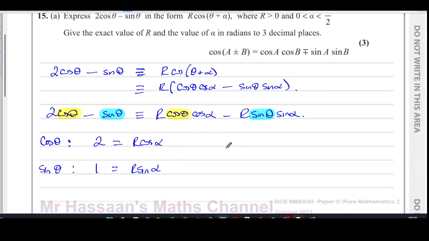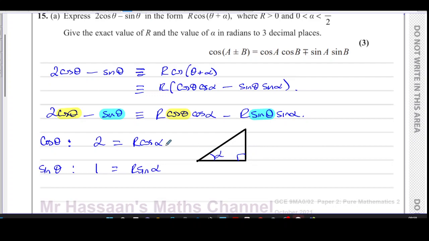Now with these 2 equations, I can find the value of r and alpha quite easily. There are 2 different ways to do it. I'll show you both ways because some people prefer one way over the other. Neither is better than the other, but the way I like to do it is to draw a little right angle triangle. So there's my right angle, and I call one of the angles alpha.